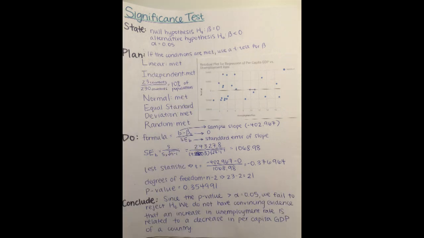Since the p-value of 0.355 is greater than the stated significance level of alpha equals 0.05, we fail to reject the null hypothesis. We do not have convincing evidence that an increase in unemployment rate is related to a decrease in per capita GDP of a country.